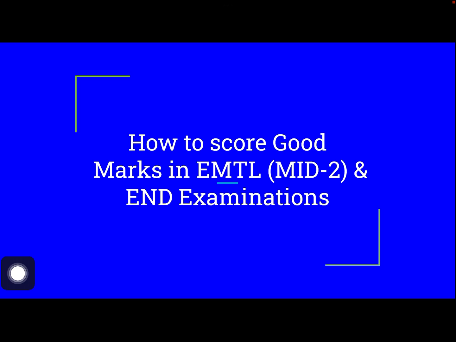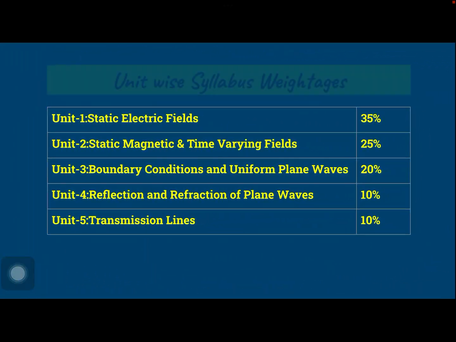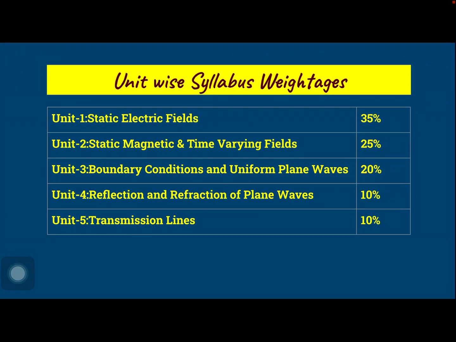In today's video we are going to see how to score good marks in electromagnetic field theory and transmission lines, both in the second midterm examination as well as in the end examination. We know very well that in electromagnetic field theory and transmission lines we have 5 units. Here I have done some analysis based on the number of concepts involved in our basic syllabus or curriculum. The different weightages for all the 5 units are given.